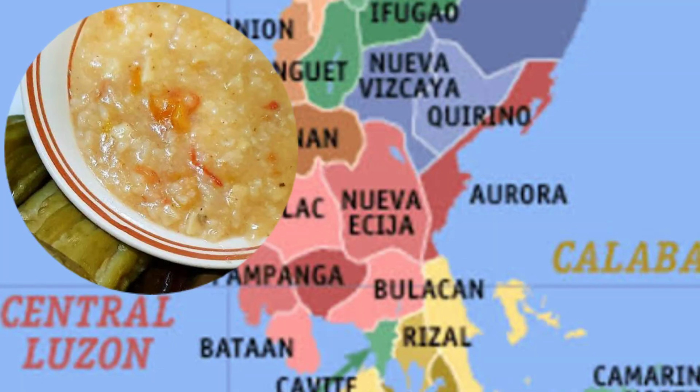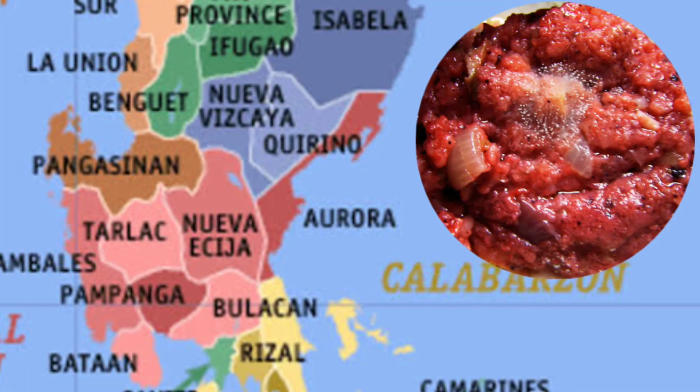White burong isda has the natural product color and it is popular in Western provinces, while red burong isda is colored by adding angkak, and it is popular in Eastern provinces of Luzon.